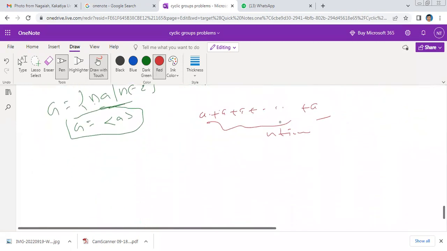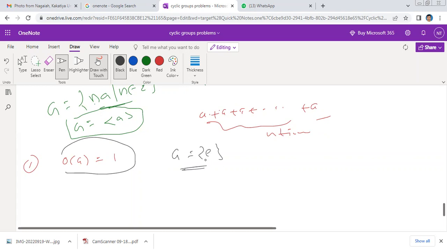Right? Suppose I take only one element. My group has order of G equal to 1. Does this form a cyclic group? Every group of order 1 is always a cyclic group, because its only element is the single element. Suppose the identity element: G is equal to the identity element. What is the generator? E is the only generator. E generates G. This group is called a cyclic group.